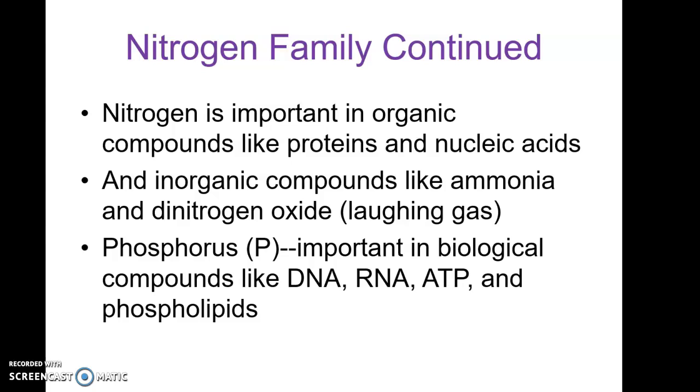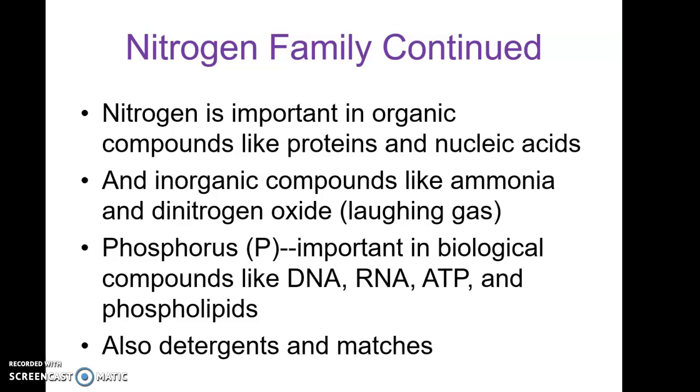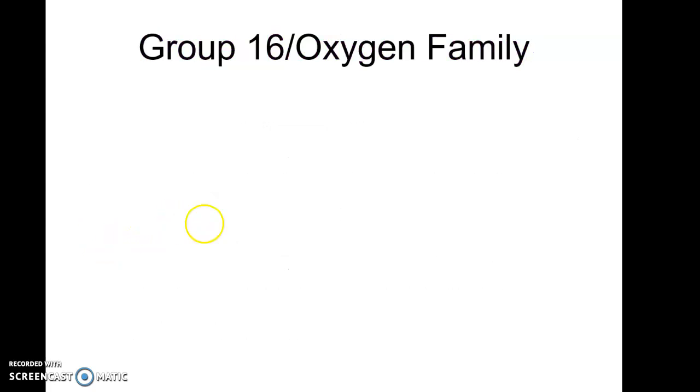Phosphorus is another one that I want you to know. Its atomic symbol is P. It's important in biological compounds like DNA, RNA, ATP, and your phospholipids. So you cannot live without phosphorus. Also, phosphorus is found in detergents and matches.